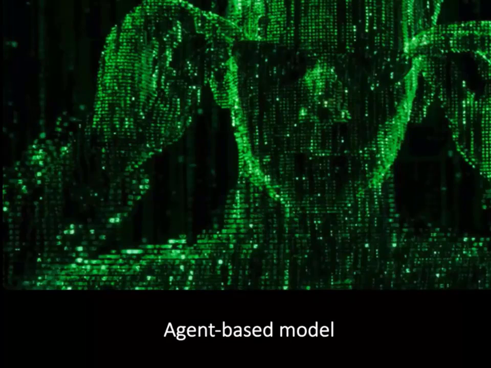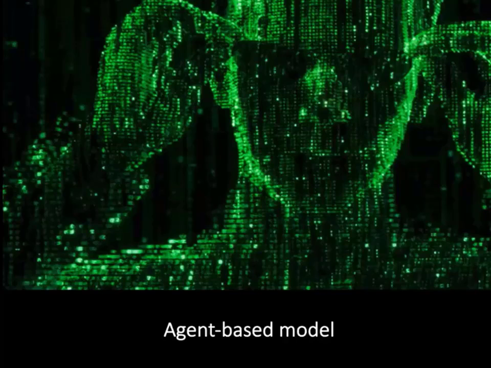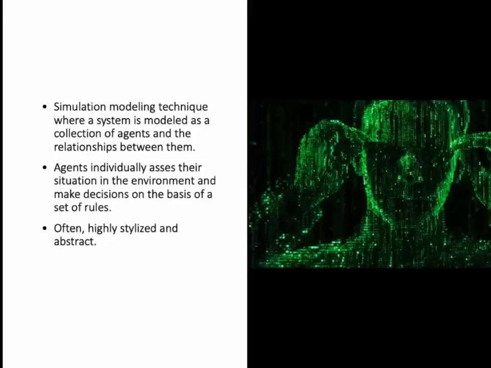What this basically is, is a way to simulate these processes. You can see how those dynamics would play out if I move out and that affects somebody else, and that affects somebody else, and so on. Agent-based models are simulation models or techniques where a system is modeled as a collection of agents and the relations between them. Agents individually assess their situation and their environment and make decisions on the basis of a set of rules, and often they're highly stylized and abstract. But the core of it is extremely simple, like: I want to live in a neighborhood with at least, let's say, 30% similar people around me. That's the rule.